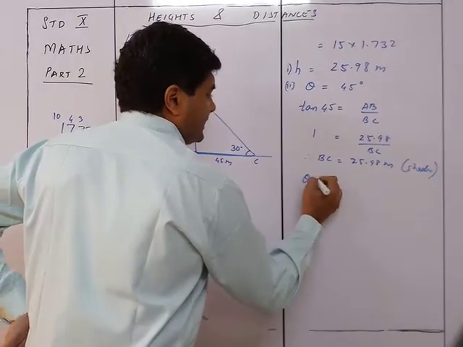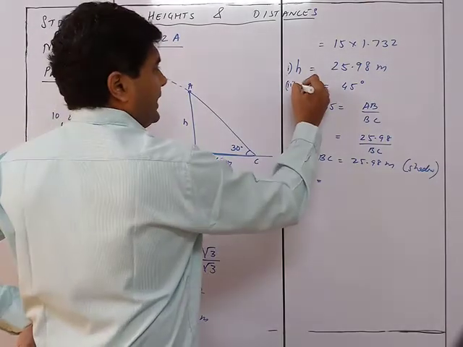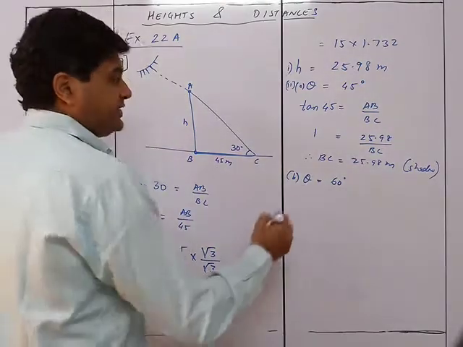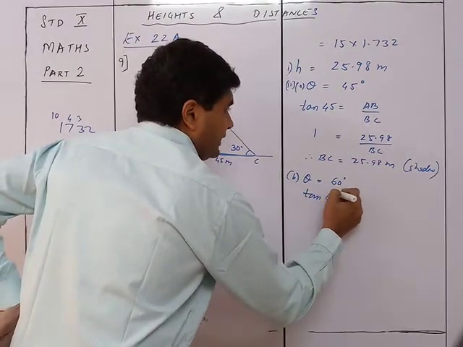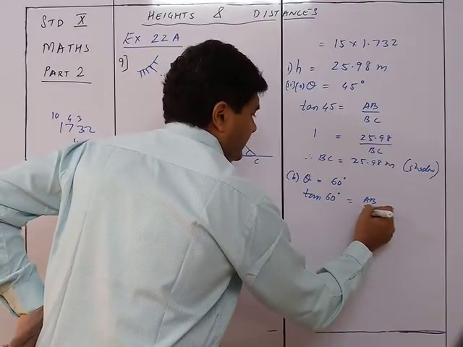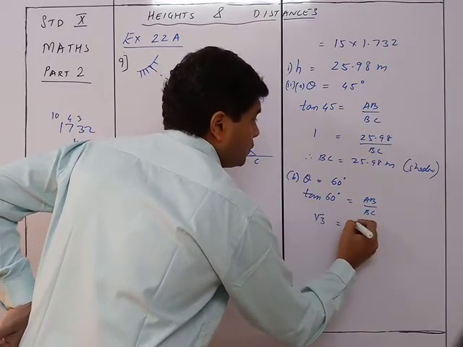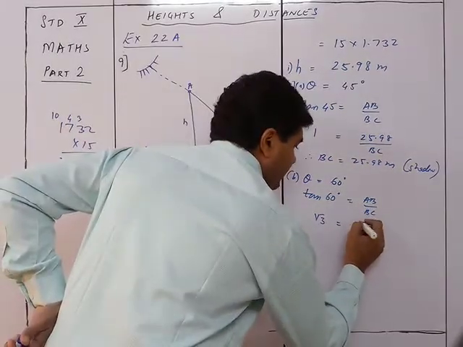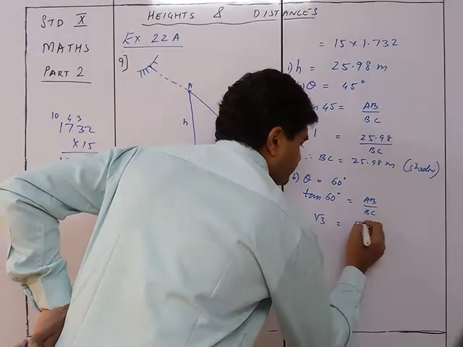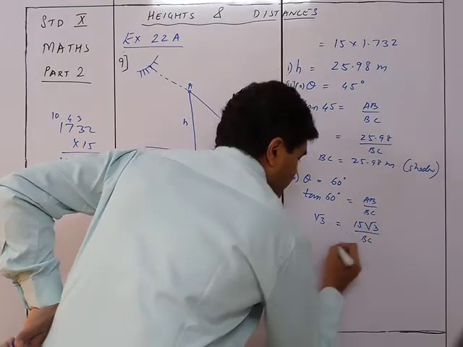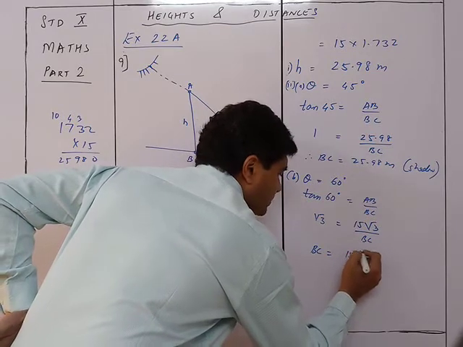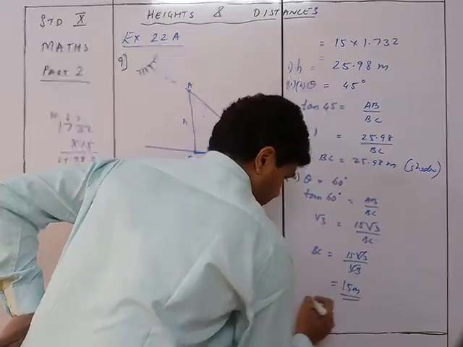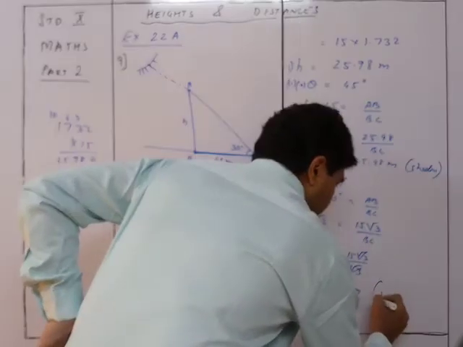And secondly, that is the A part, and the B part, if theta is equals to 60 degrees. Okay. If it is 60, then tan 60 is equals to AB upon BC. So that's root 3 is equals to AB. Now we can take AB to be 15 root 3, so it is 15 root 3 upon BC. So BC is equals to 15 root 3 upon root 3. So that is equals to 15 meters. That is the shadow in the second case.